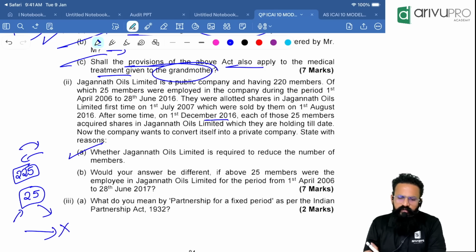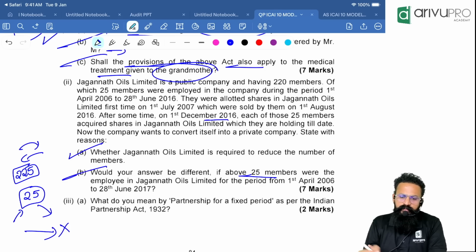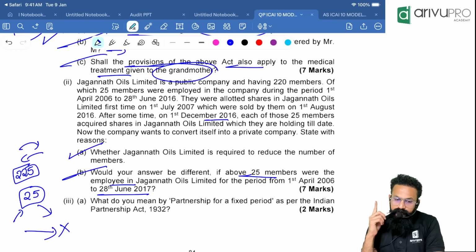I will not be counting them as our employees because they sold it. They are not holding it anymore. They sold it and they again purchased it. Would your answer be different if the 25 members were the employees in Jagannath for the period from 1st April 2006 to 28th June 2017? Correct?